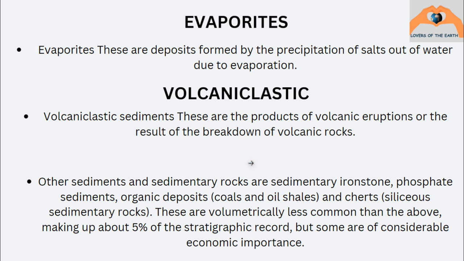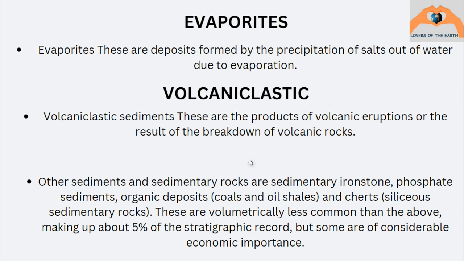Next comes the evaporites. Evaporites are basically the deposits which are formed out of the precipitation of the salts. Precipitation of the salts from the water. Now, if there is salty water, it will undergo evaporation, and after evaporation सिर्फ salts रह जाते हैं. So these salts are the precipitate which we call the evaporites.